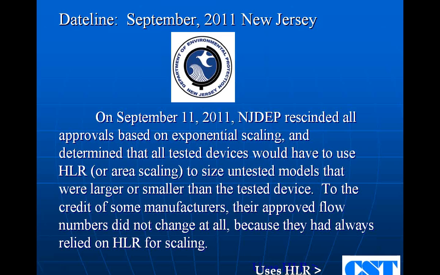NJDEP rescinded all approvals that were based on exponential or volumetric scaling and determined that all tested devices would have to use area scaling, or HLR, to size untested models that were larger or smaller than the tested device. To the credit of some manufacturers, in fact, I believe a majority, their approved flow numbers did not change at all because they had always relied on HLR for scaling, and this included ground devices and some of the ones you would know the name of.